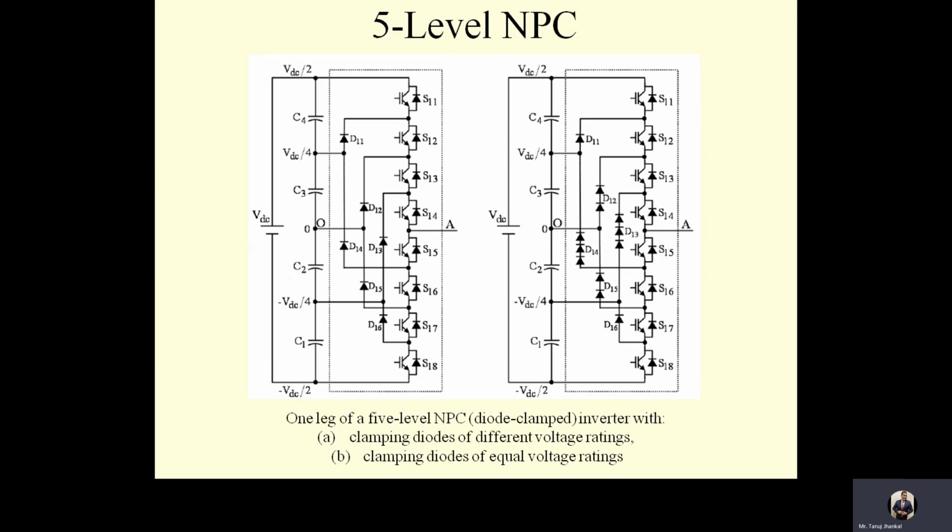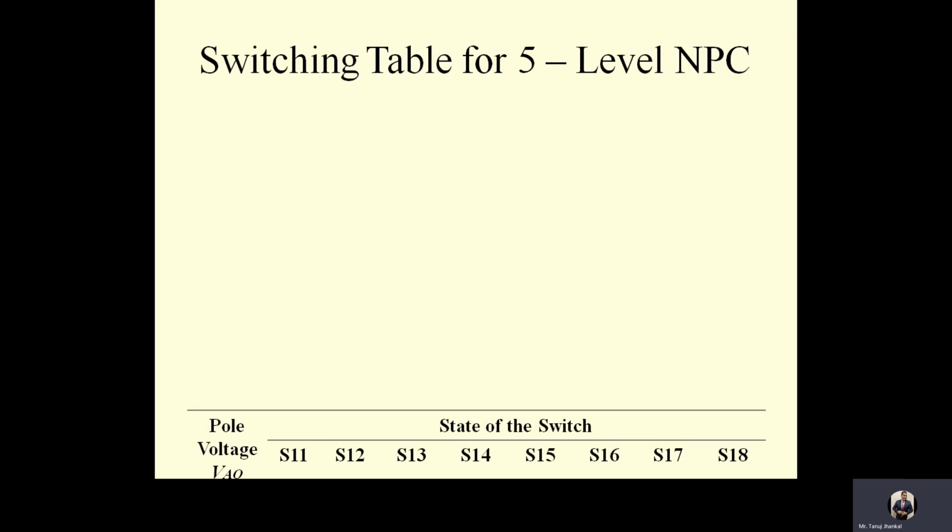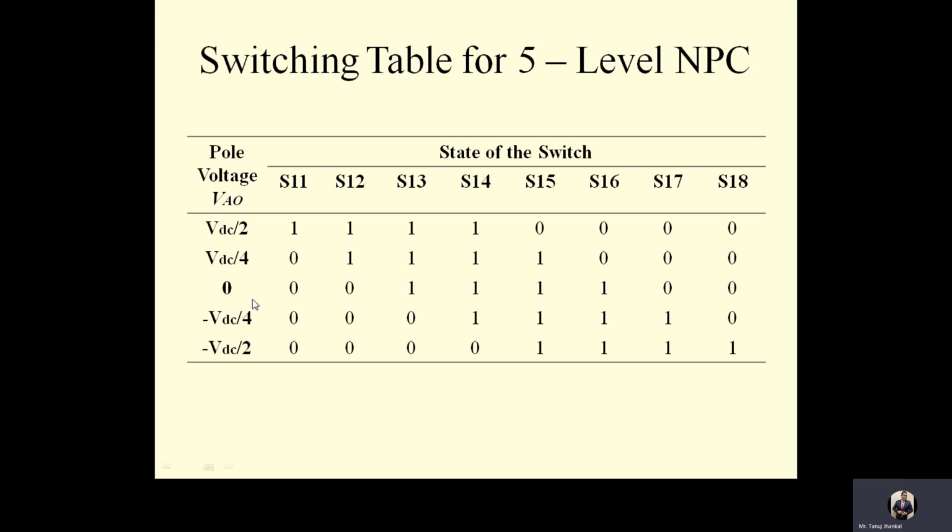Now, if you want to see the switching table for 5-level NPC structure, it is like this. Here we are having 5 different levels as we talked about: VDC by 2, VDC by 4, 0, minus VDC by 4, minus VDC by 2. And here are all those switches, 8 switches, S11, S12, S13 to S18.